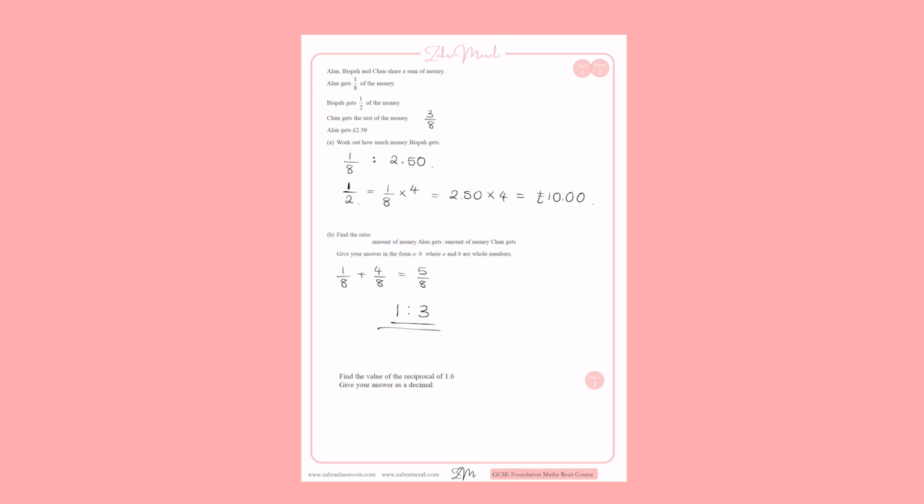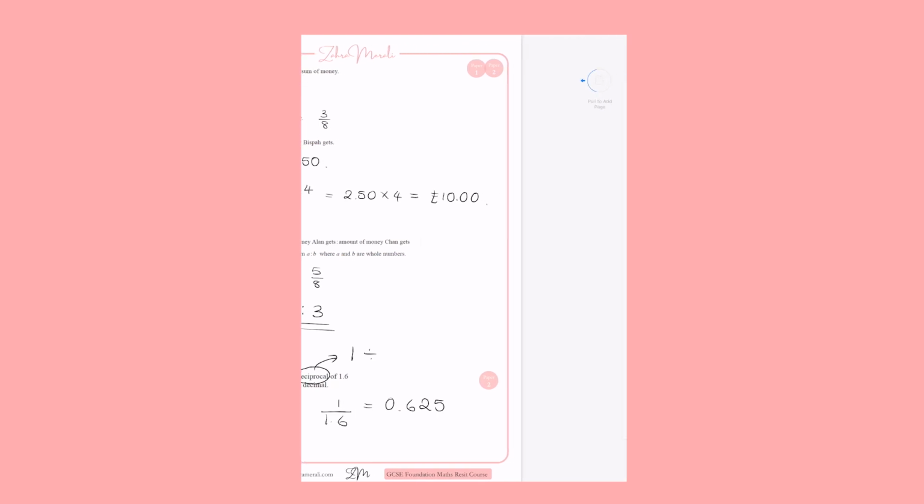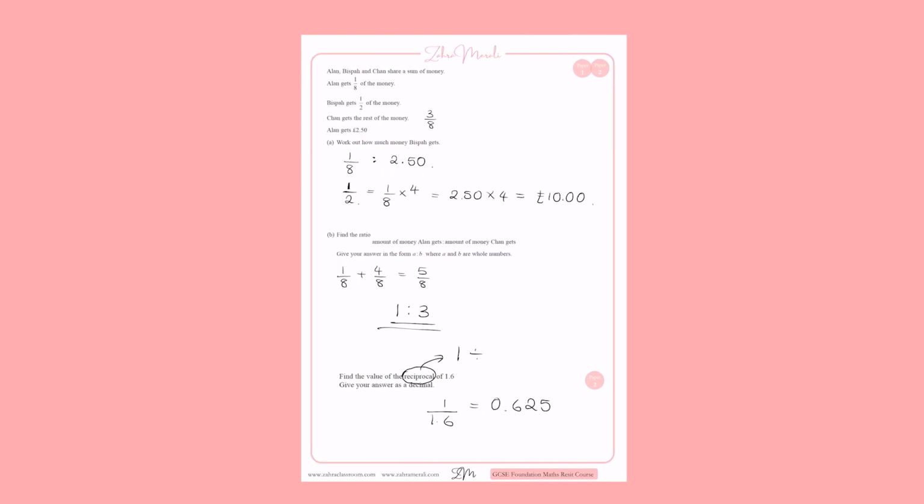Right, find the value of the reciprocal. Reciprocal, you see that word, you're doing 1 over. So you see this, your brain is going to go 1 divided by. Now, it's paper 2, you can use your calculator. 1 divided by 1.6. Your calculator will automatically come up as 5/8. Because it says give your answer as a decimal, you're going to press that S to D button and you will get 0.625. Okay, so I hope those have been useful.